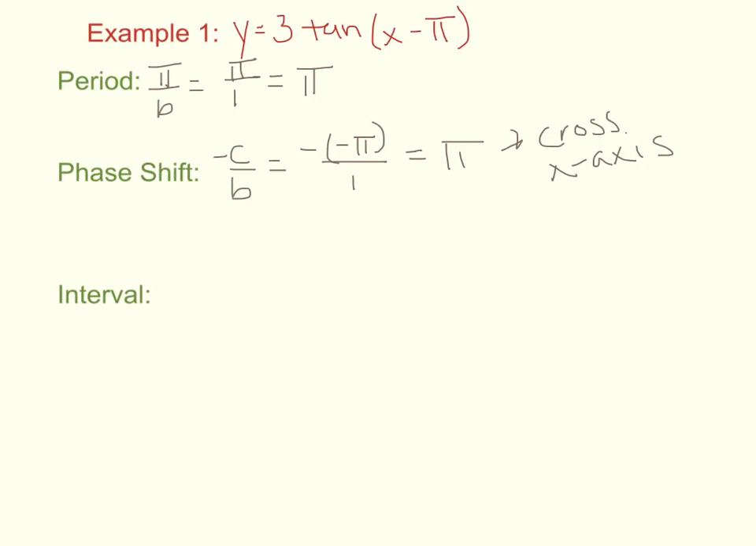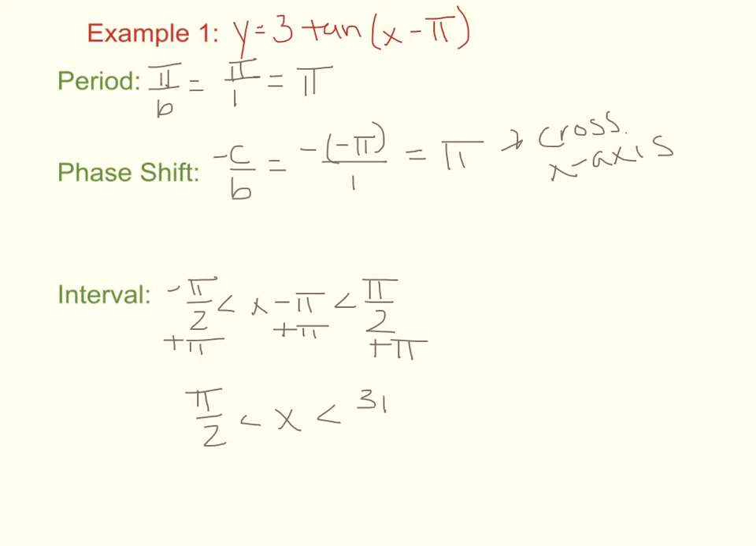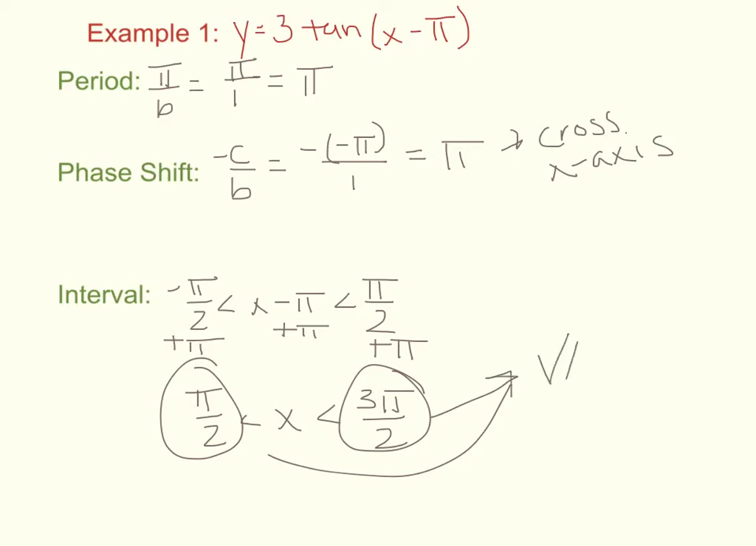Now the last thing we need to find is our interval. And we're going to start between negative pi over 2, take what's inside the parentheses, and positive pi over 2. So we need to get x by itself, so we're going to add pi to both sides. So I add pi to both sides, and I'm going to get pi over 2, and then I'm going to get 3 pi over 2. So in this case, these 2 points are going to be my vertical asymptotes.